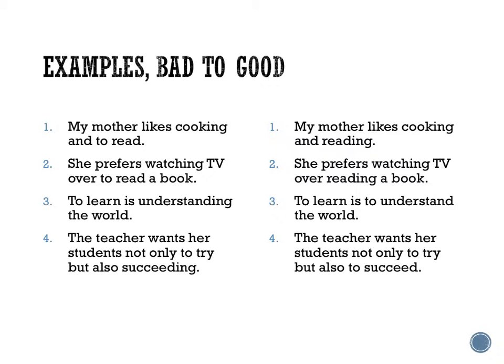I think sometimes with parallelism it can help to see what some bad examples look like to compare to our own writing. So I've got 4 bad examples here, and then the fixed versions on the right-hand side. So the first bad example, listing format: my mother likes cooking and to read. In this example, we have an ing on cook, and we have a to with read to introduce the verb.